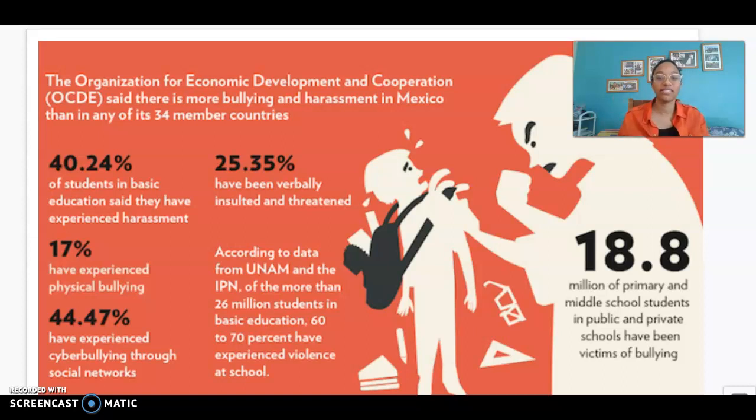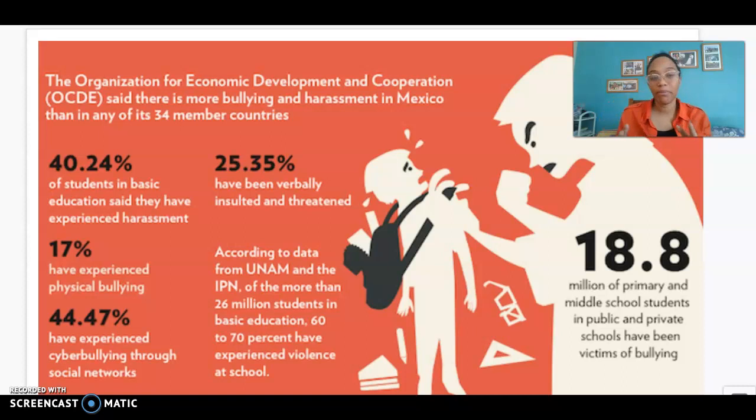About 45% have experienced cyberbullying through social networks. 25% have been verbally insulted and threatened. According to the data from the UNAM and the IPN, of more than 26 million students in basic education, 60 to 70% have experienced violence at school, right? So even if they haven't been bullied, they may have more people experiencing violence at school. This is a huge problem that we need to fix. Finally, it says 18.8 million primary and middle school students in public and private schools have been victims of bullying.